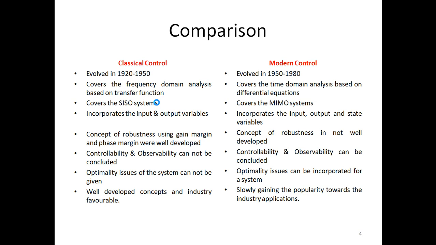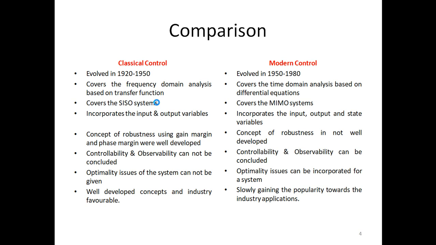Conventional control systems are used for SISO systems, while modern control theory can be used for MIMO systems as well. The conventional control system includes the input and output variables relation, while in modern control theory, along with input and output, one more parameter is added, that is state variables, which are incorporated in the modern control theory.